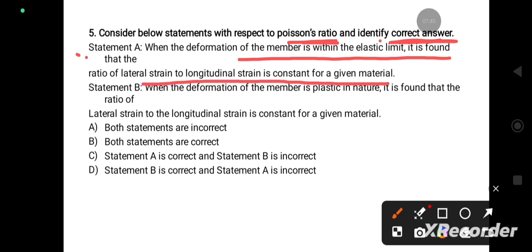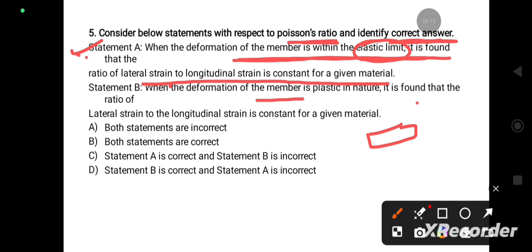If it is within the elastic limit, elastic means it will regain its original shape. There will be no permanent deformation in the material. So within the elastic limits, the ratio of lateral strain to longitudinal strain is constant, so statement A is right. Statement B says that when the deformation of a member is plastic in nature, the ratio is constant. How will it be constant?